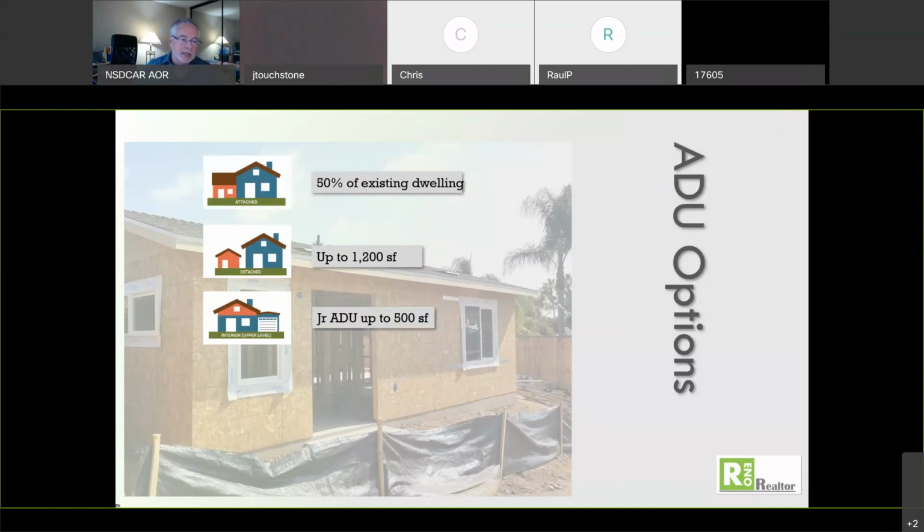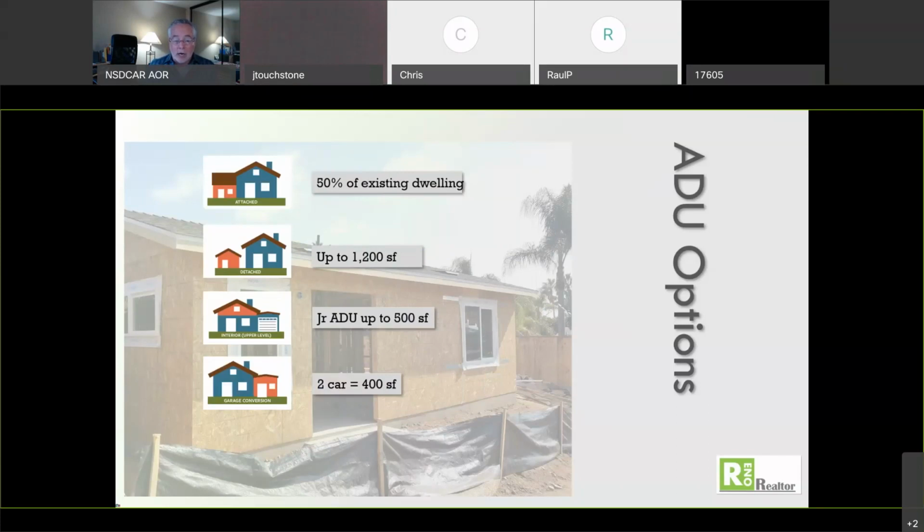And then junior ADUs, that's when we are repurposing some of the existing conditioned space of the property. So maybe we're converting a bedroom and we're going to make that a separate unit. That allows us to go up to 500. I talked to a contractor recently. The city of San Diego is actually considering increasing that to 800 square feet, but that hasn't been approved as of yet.